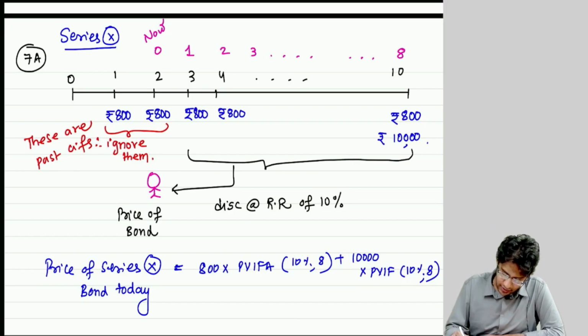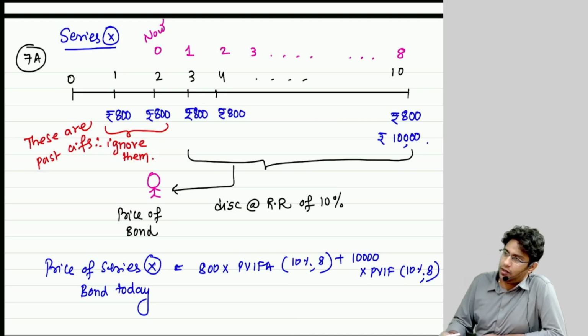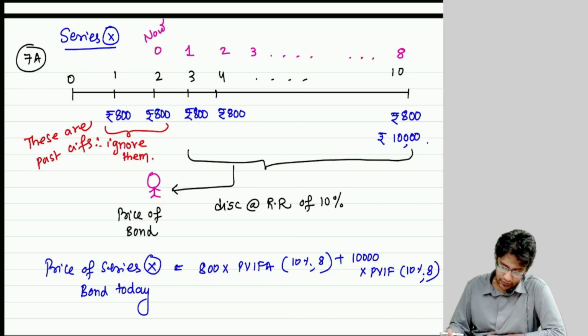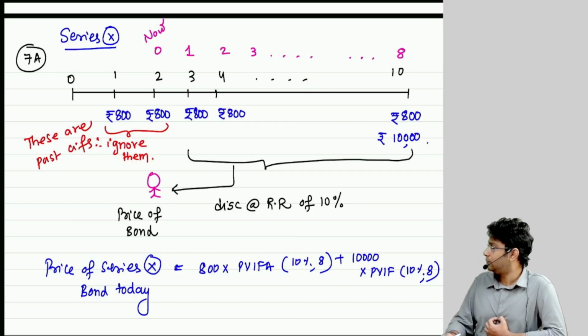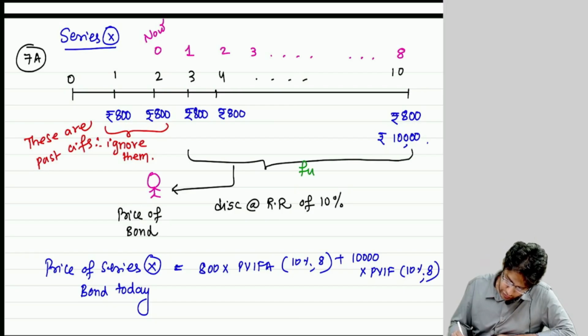Wherever you stand, that becomes the 0 point for you. Life of the bond is different. Your timeline is different. 0, 1, 2, 3, 4 up to 10, whatever I wrote, is the life of the bond. 0 to 8 that I wrote is your timeline. So these are all future cash flows.